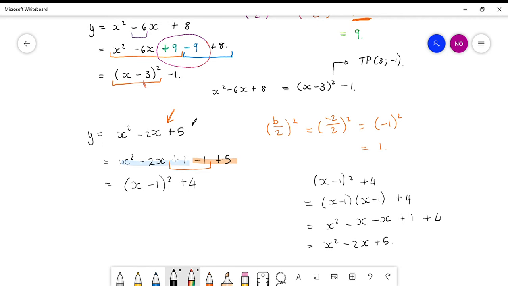Why? Because if I give it to you in this form, what's the turning point of this parabola? Turning point is 1 and 4. No? It's the same parabola. It's just written in another form. Okay.